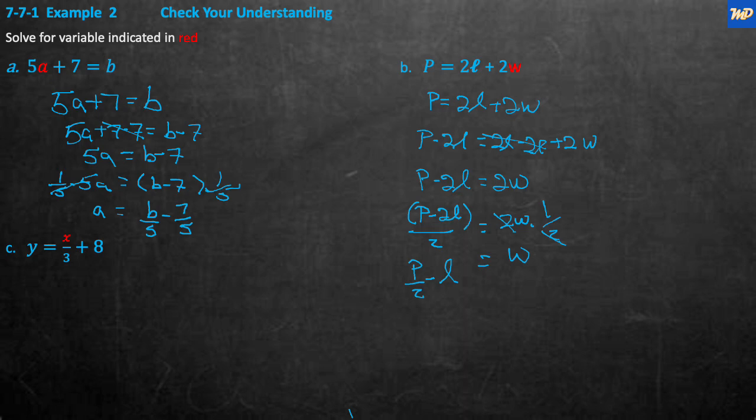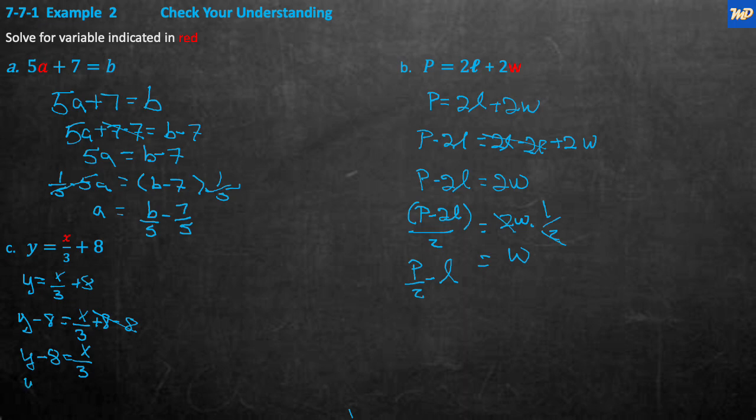This one over here, Y is equal to X over 3 plus 8. We're solving for X. So Y minus 8, because we're going to add minus 8 to both sides to get rid of the 8. Y minus 8 is equal to X over 3 plus 8 minus 8. The 8's cancel. Y minus 8 is equal to X over 3.